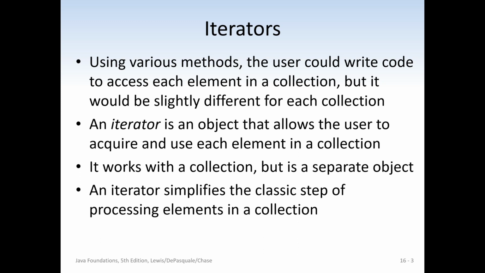So an iterator is a more generalized object that lets you do this in a more general way. It works across all types of collections, and it works in the same way across all types of collections. So it is a more generic way to loop through the elements of a collection that abstracts away the underlying mechanisms of doing the actual traversing. So iterators work with a collection, but it's a separate object. Again, it simplifies the classic step of processing elements in a collection. Again, you've got to get your head around this.